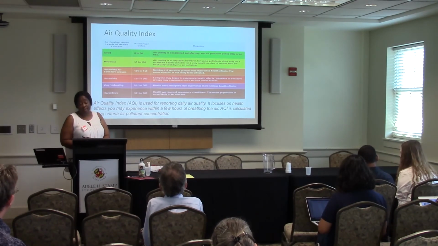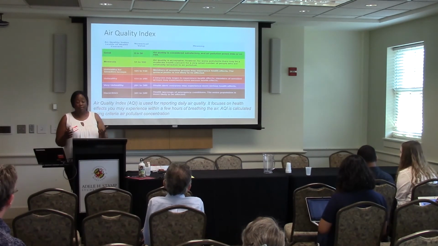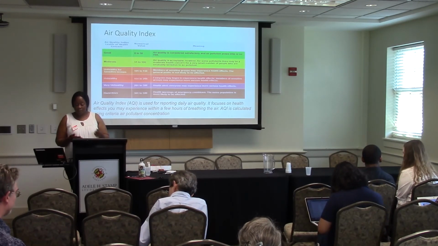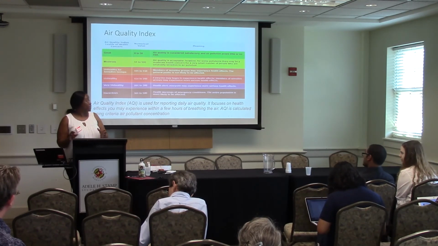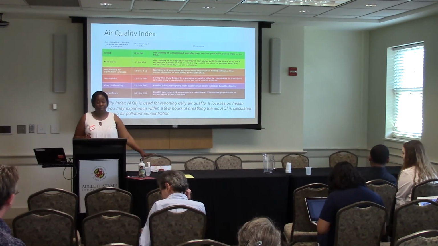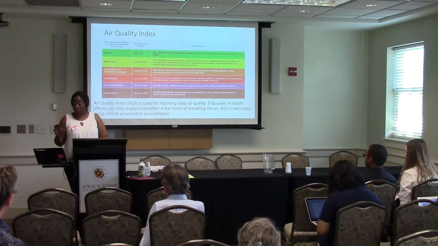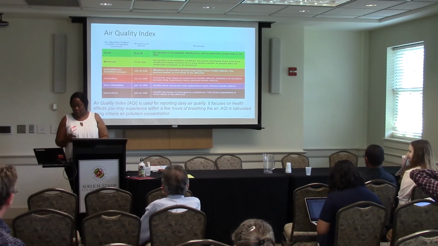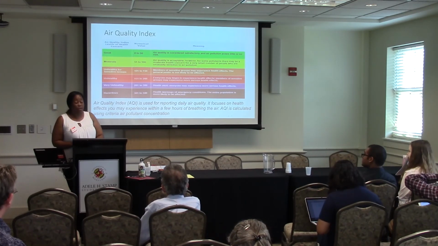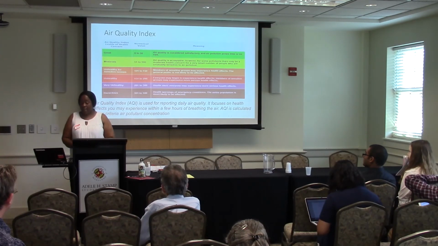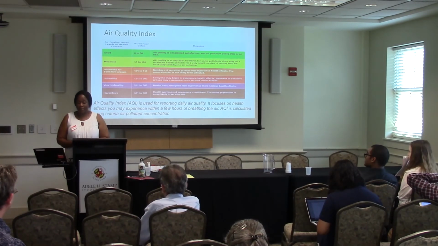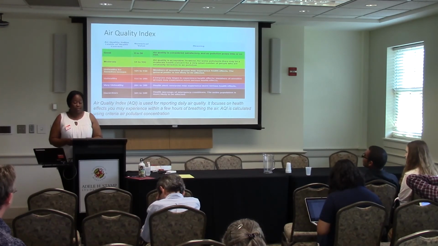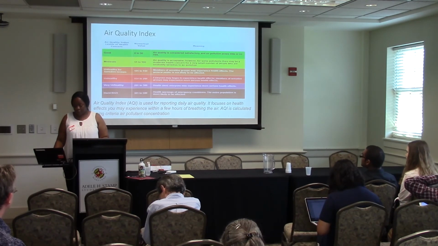The air quality index is just a set of colors that tell us what the air quality in a location is all about. It could be good, moderate, unhealthy, and so on. For each of these apps, it is calculated differently, but the EPA looks at the 24-hour average air quality. The air quality index is important because it's used for reporting our daily air quality, and it focuses on health effects that you may experience within a few hours of breathing contaminated air. It's calculated using the criteria air pollutant concentration.